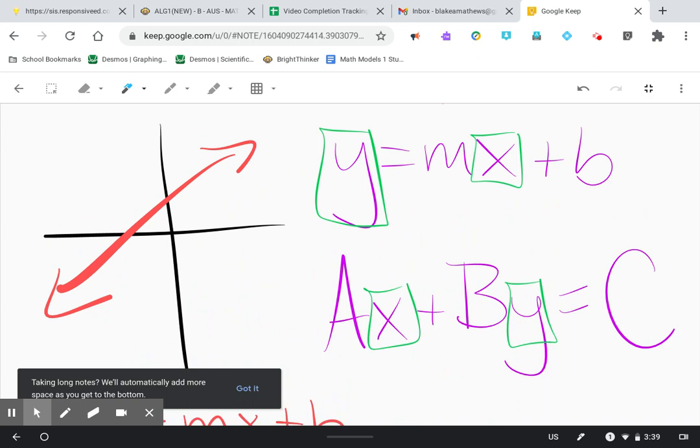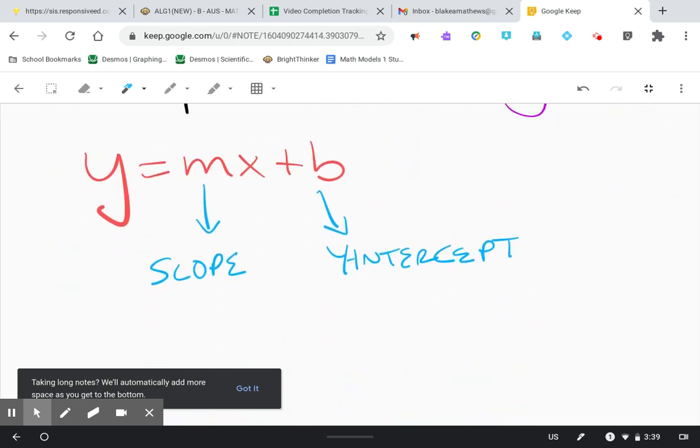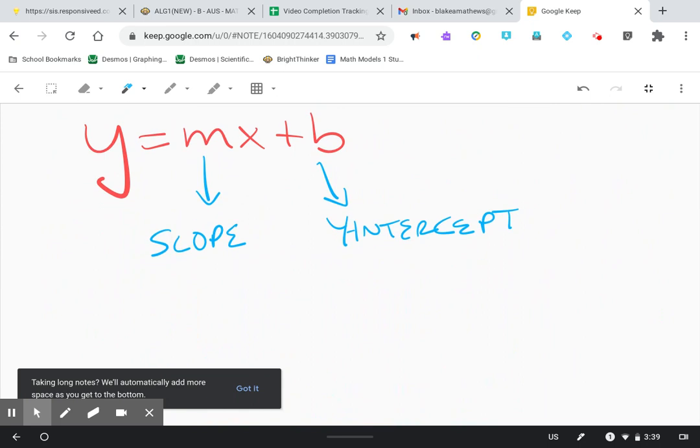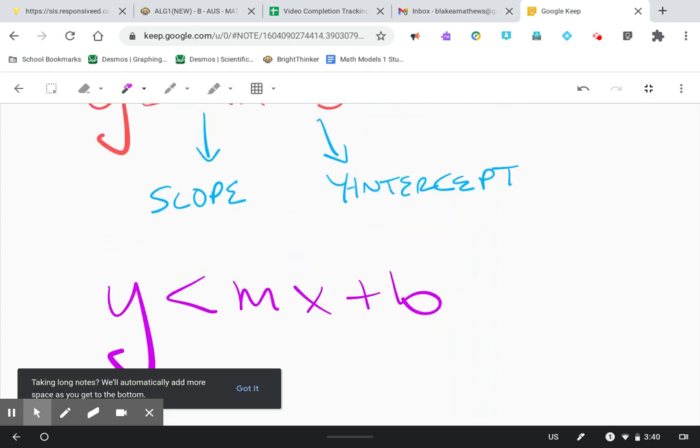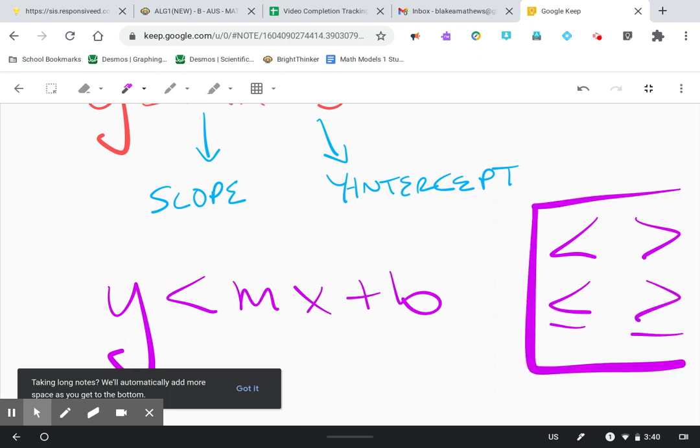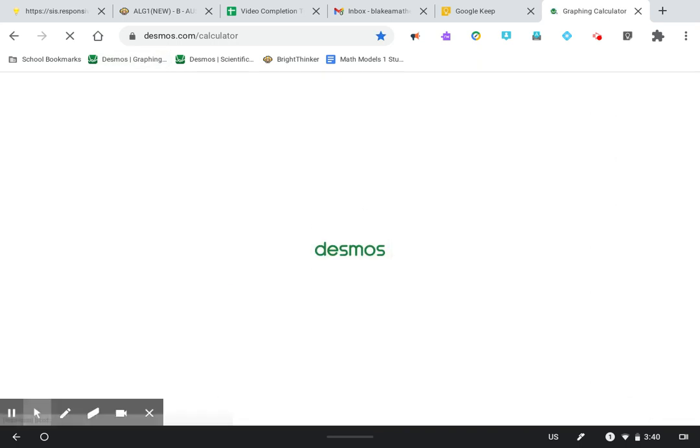And so a linear inequality is basically the same idea, except when we do them, instead of having an equal sign, we're going to have an inequality symbol. So we'll have either less than or greater than, or less than or equal to, greater than or equal to. We'll have one of these for inequality symbols. And let's look really briefly at what this looks like when we actually graph them.